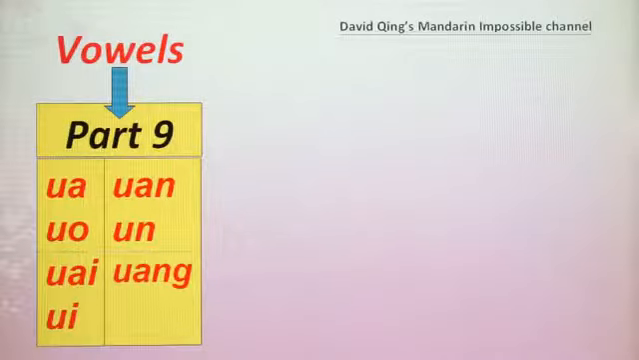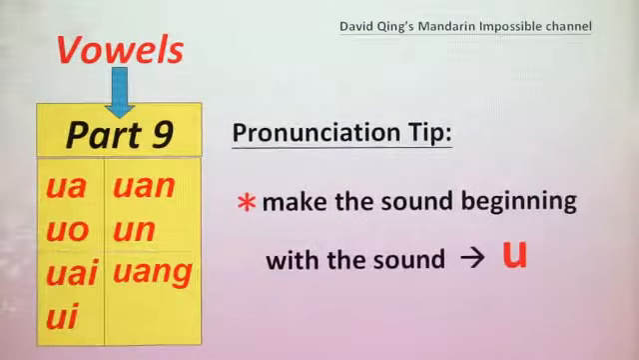In part 9, there are 7 symbols. All the sounds of these 7 symbols begin with the sound U. Please watch and pronounce it after me.